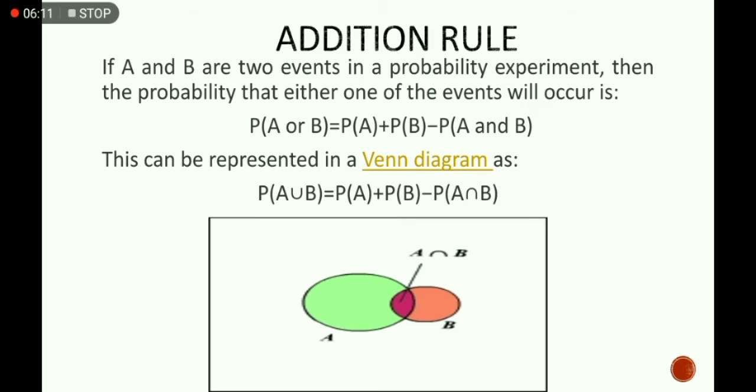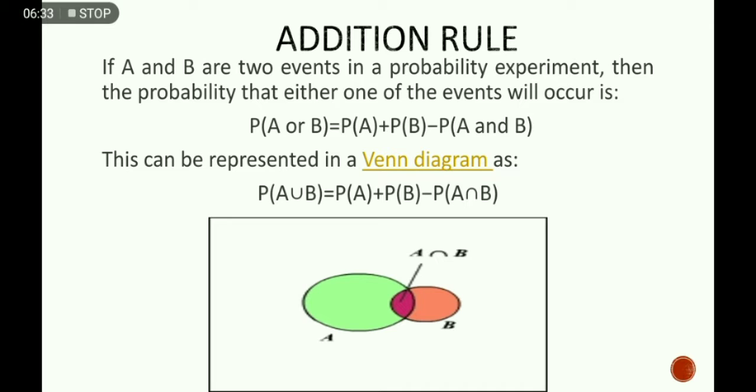So, dito tayo sa addition rule. If A and B are two events in a probability experiment, then the probability that either one of the events will occur is P of A or B, equal to probability of A plus probability of B minus the probability of A and B.